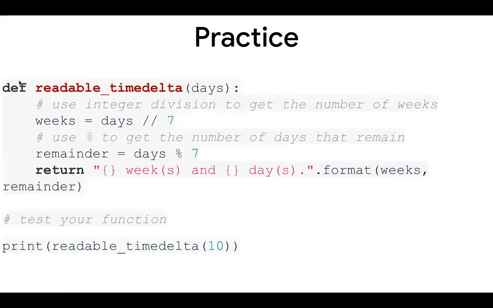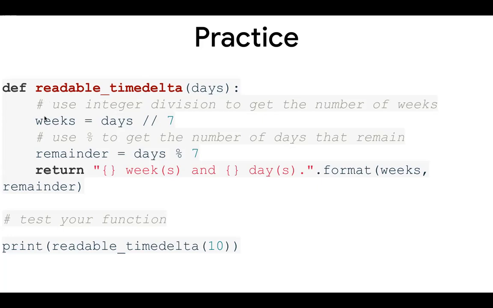So this is the function. We have the keyword def, then the name readable time delta, then we have brackets and the argument here, days. And don't forget about the colon. So this is the definition of a function. And now let's write its body. The body is also a definition, but we already defined our function.